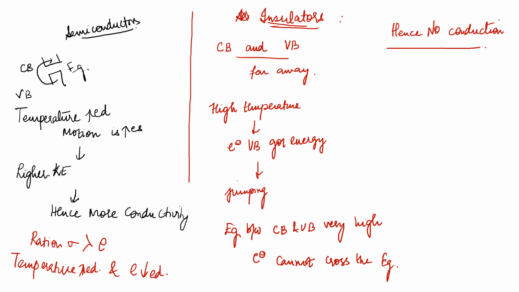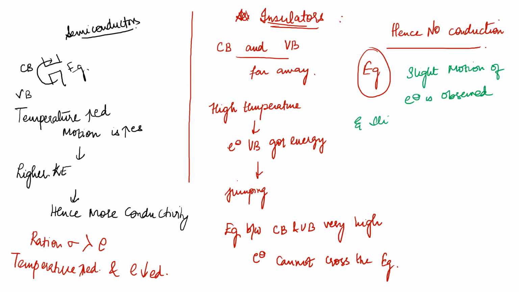But in case the insulators have quite lesser Eg, not the very insulators, but some ranges have this Eg gap quite lesser than the bigger ones. In this case, slight motion of electrons is observed and slight conductance is seen. So that is one thing.